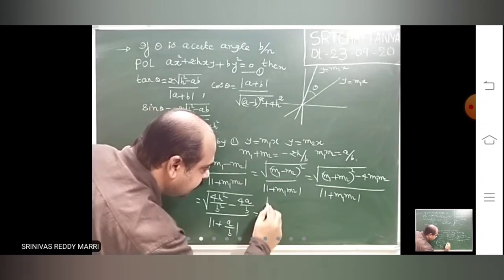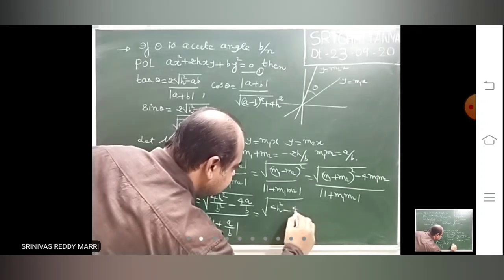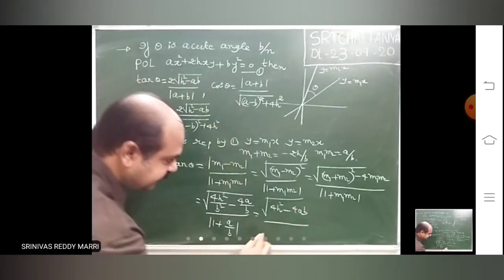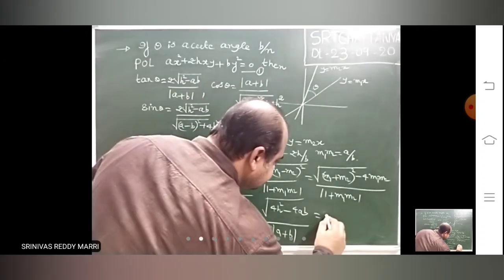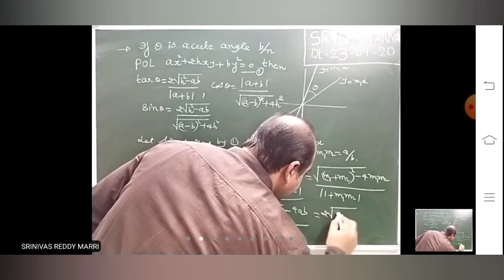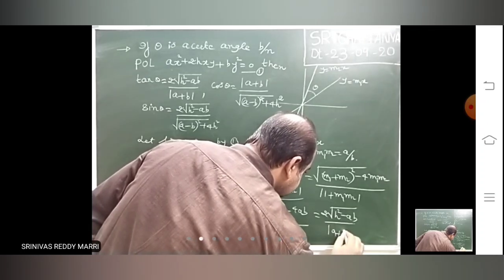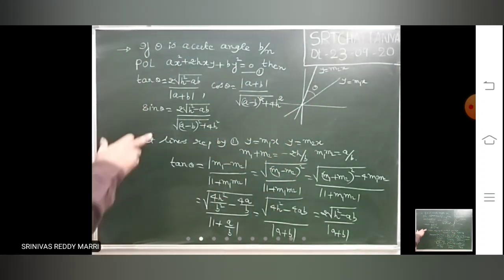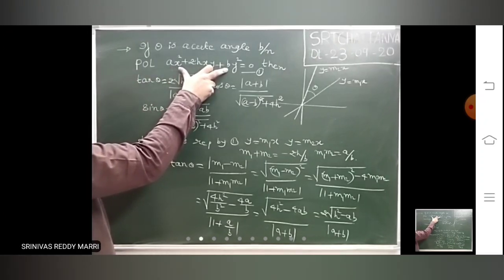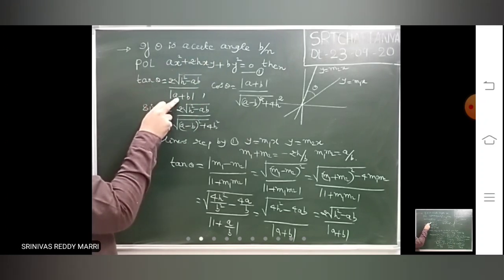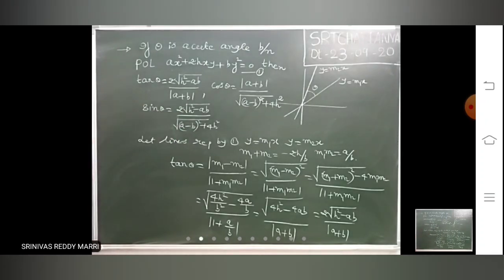If you take the LCM in the numerator, you will get 4h square minus 4ab, and if you take the LCM in the denominator, you will get a plus b. The b will get cancelled. So this is 2 root of h square minus ab divided by modulus a plus b. This is tan theta. So without finding the lines, if the pair of lines is in this form, we can calculate tan theta, cos theta and sin theta by using these formulas.